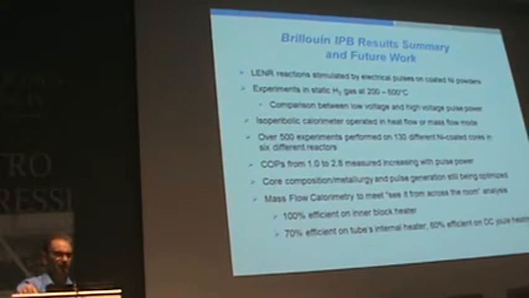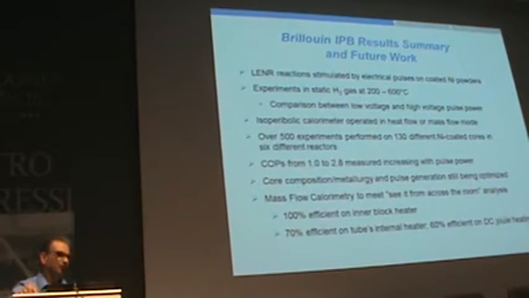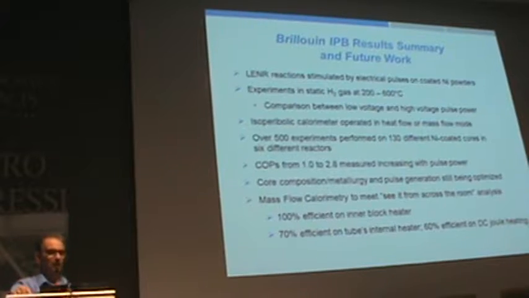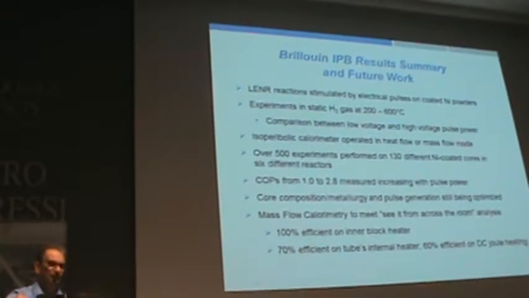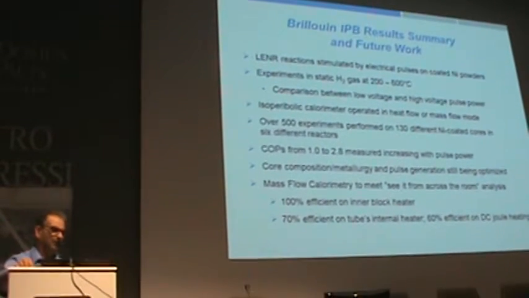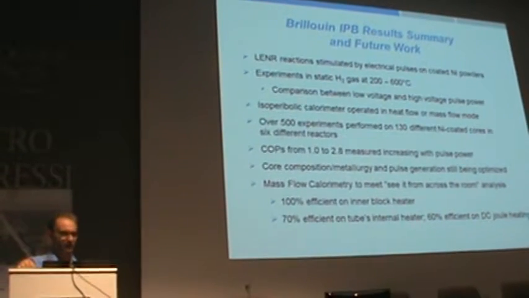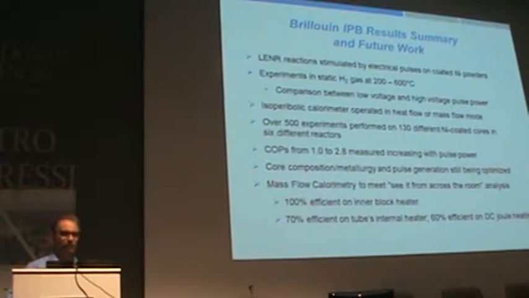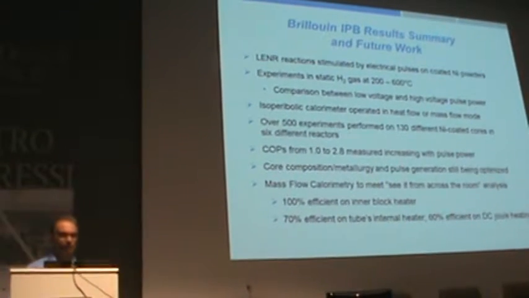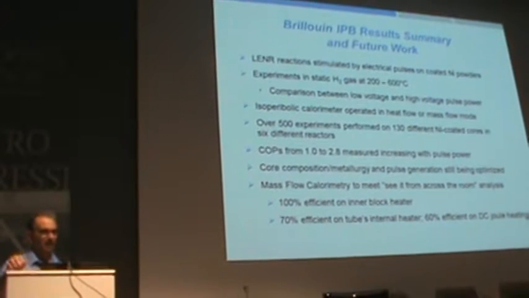They stopped doing the DC. That was my idea, but it kept melting the ferrules, so we had hydrogen leaks and occasional hydrogen fire, but that's okay. We fixed it. So the isoperibolic calorimeter can operate, like I said, in either heat flow or mass flow mode.